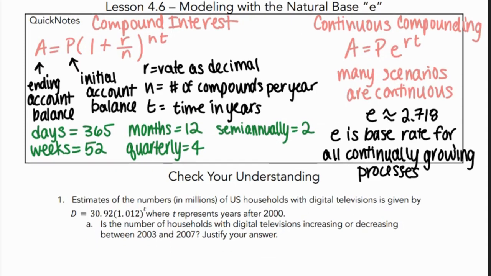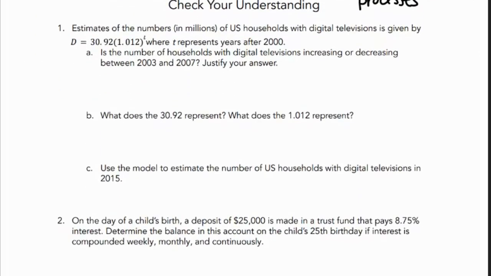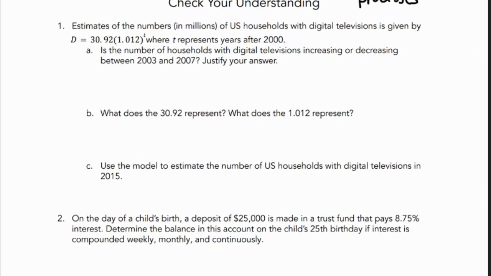All right, we're going to do 3 example problems using these formulas to check our understanding. So first thing we're going to do is look at estimates of the number in millions of U.S. households with digital televisions. It's given by the equation D equals 30.92 times 1.012 to the T power, and T represents the number of years after 2000. Is the number of households with digital televisions increasing or decreasing between 2003 and 2007? Well, if we wanted to, we could substitute the number 3 in the equation and substitute the number 7 into the equation and see what we get.